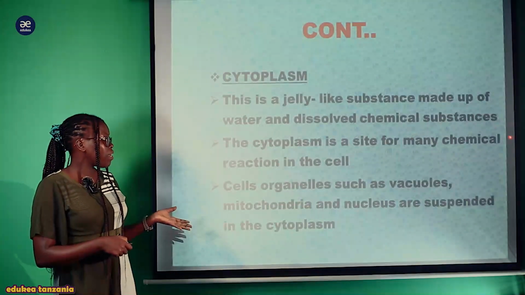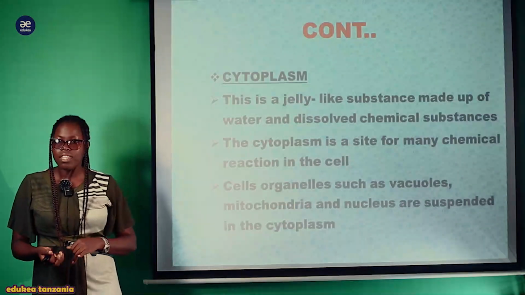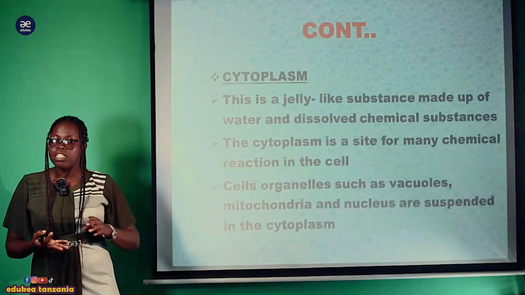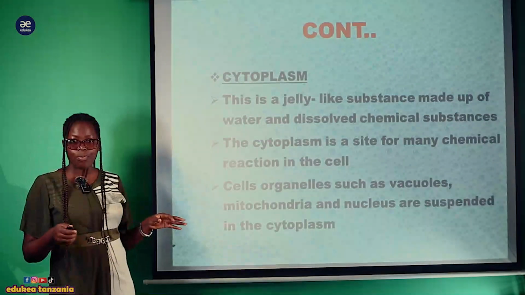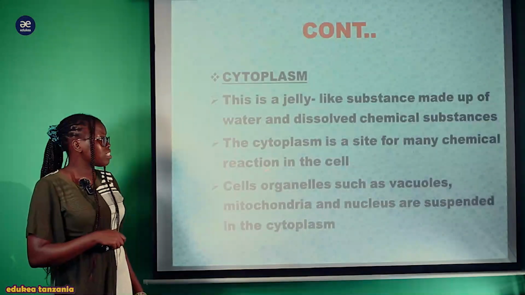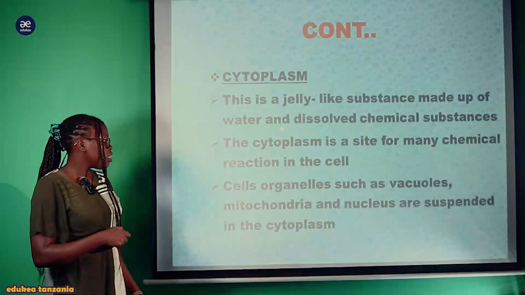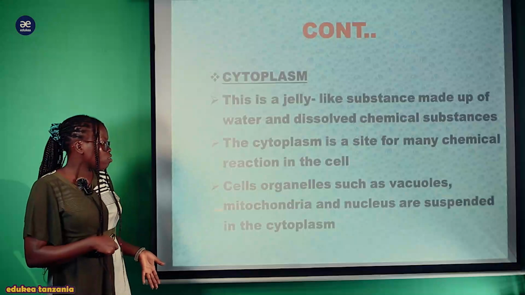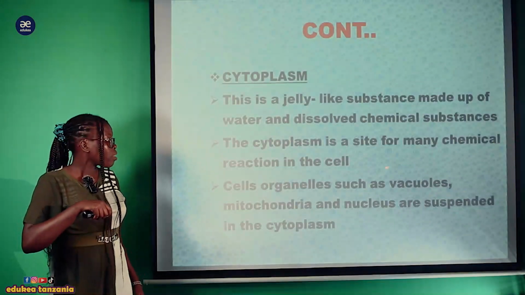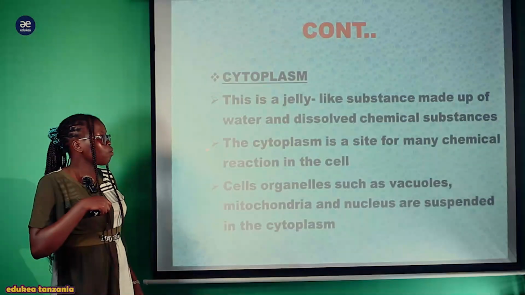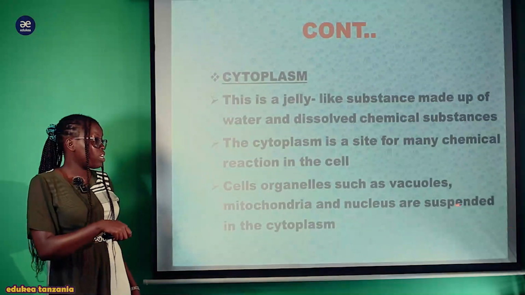It is where the respiration process takes place. It is where the excretion process takes place. It is where the reproductive process takes place within the cytoplasm in the animal cell. Now, cell organelles such as the vacuole, where excretion takes place, are found within the cytoplasm. That's why we say it is the site for many chemical reactions. So excretion processes take place in the cytoplasm.